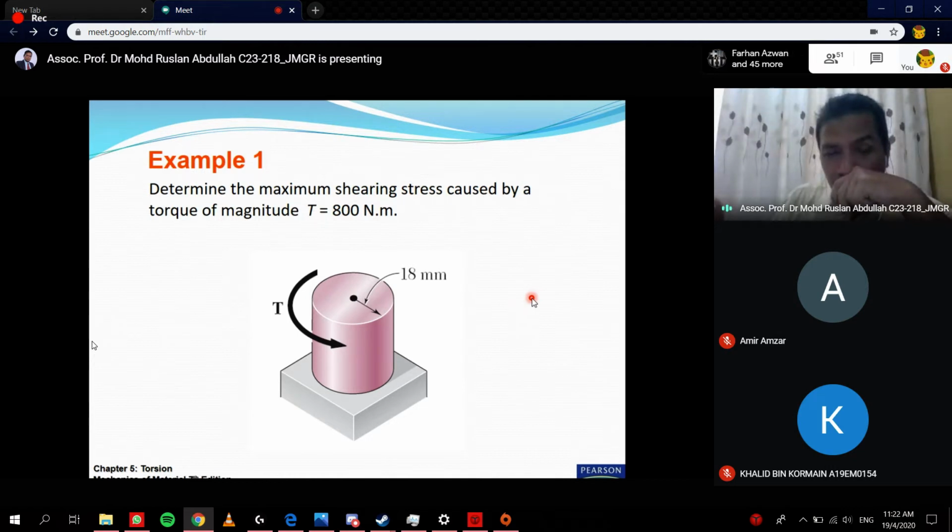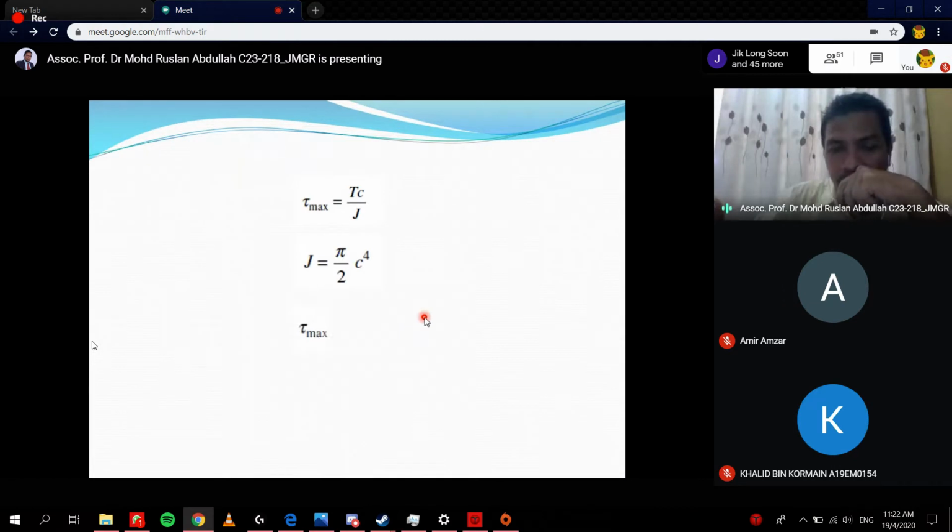If we want to determine the maximum and the body is solid, solid means that there is no hole inside the body, what we call a tube or hollow, then we can simplify that formula instead of TR over J. So the formula becomes 2T divided by pi R cubed.